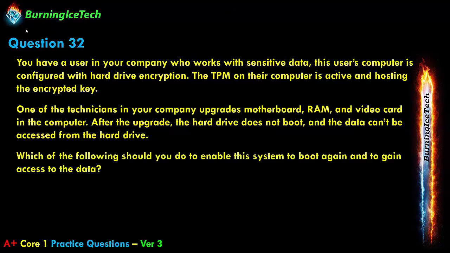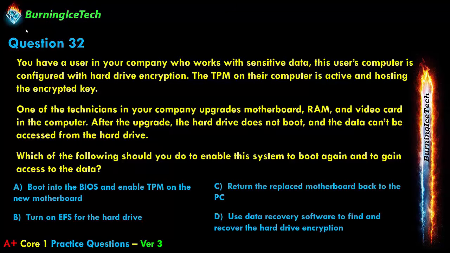Which of the following should you do to enable the system to boot again and to gain access to the data? Now let me tell you guys what happened here. You'll see at the beginning of the question, that very first paragraph, I specifically mentioned to you guys that the TPM is storing the encrypted key. When you use something like disk drive encryption, for example BitLocker, it works with an encryption key, guys. That key gets stored in the TPM. The TPM, if you don't know, is an actual chip on the motherboard.